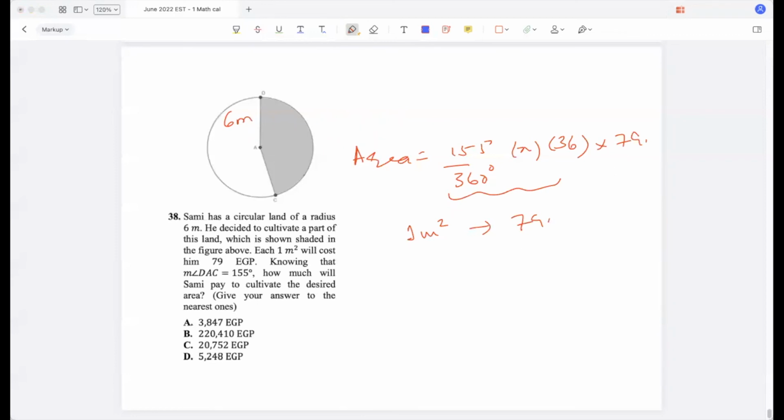155 by 360, that multiplied by pi into 36, and also multiplied by 79. So that comes to 3846.8. 3847, right? Option A.